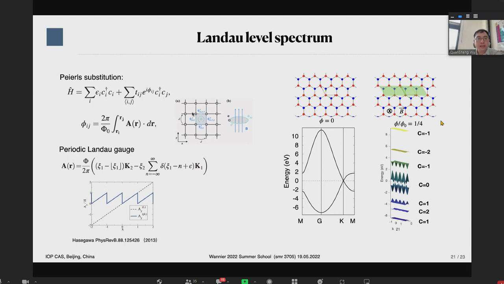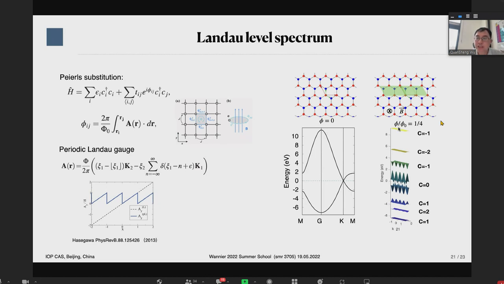Actually, when you apply the magnetic field, it's not a kind of linear response. So you cannot treat it as an approximation to the bands. Actually, the phase changes a lot. If you look at the Landau levels, it's very hard to tell some band characters of these bands. So it's indeed changed a lot.